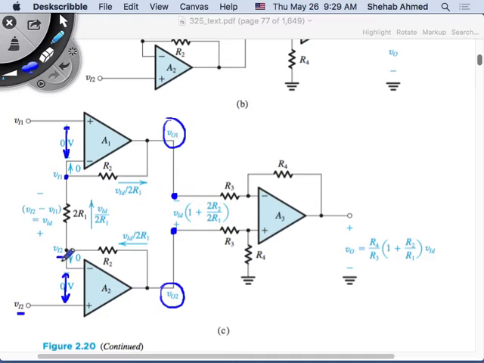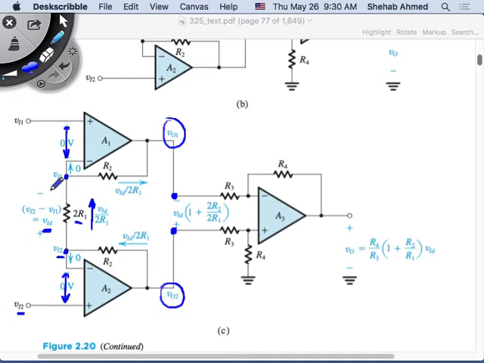Because VI2 is here and VI1 is here, the current flowing in this branch is due to VI2 minus VI1. I have VI2 here, I have VI1 here, so the current flowing here is due to the difference of the voltage divided by 2R1. So it's VID over 2R1. That's the current flowing in this branch.